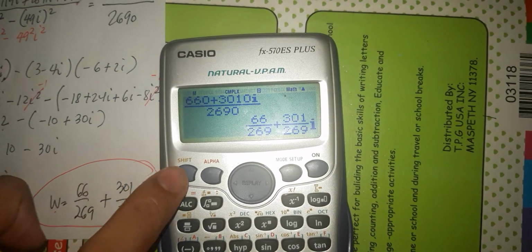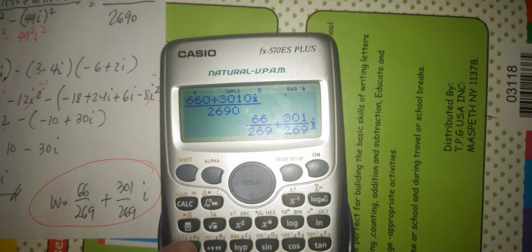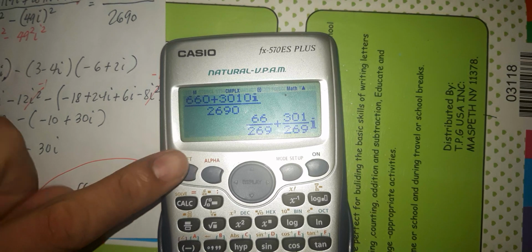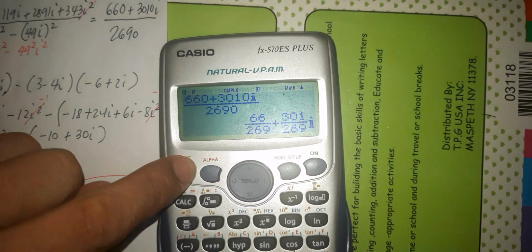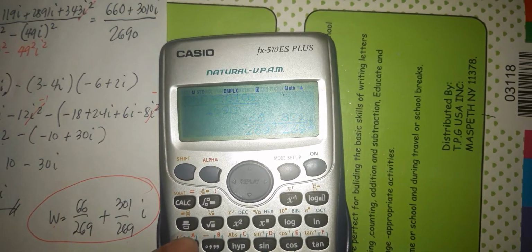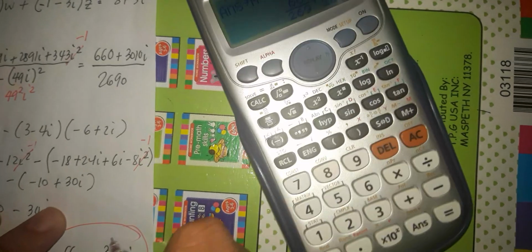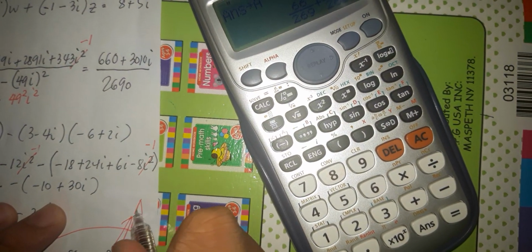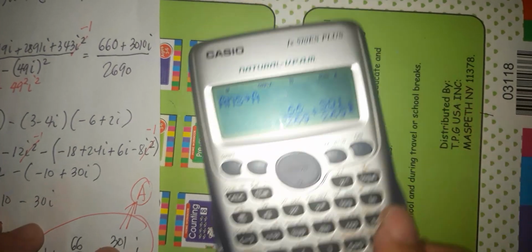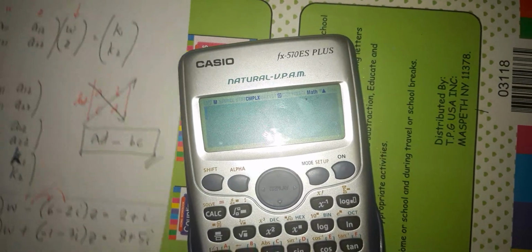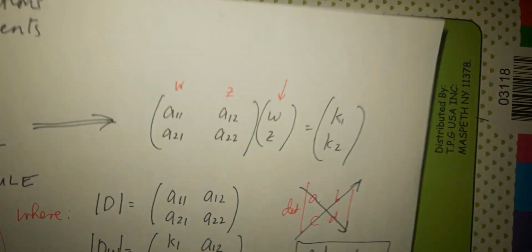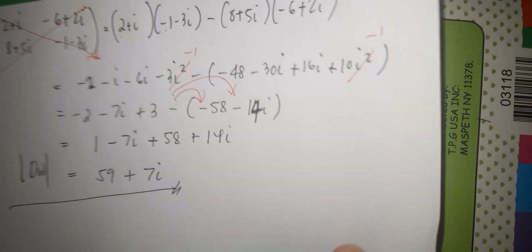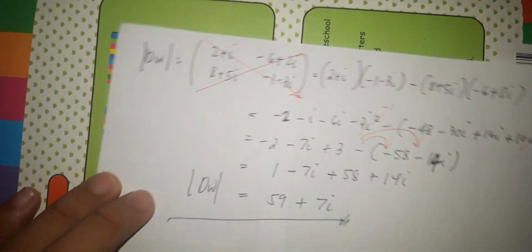So let us try to store this in A for checking purposes later. All I need to do is press Shift RCL to A. So I have stored this answer for letter A. Now we are done with W, so we can now solve for DZ.